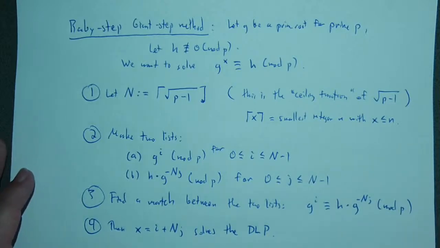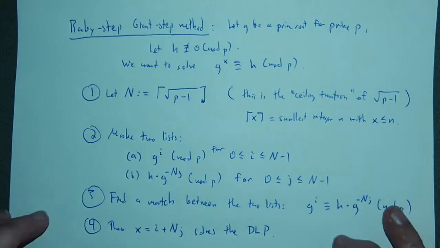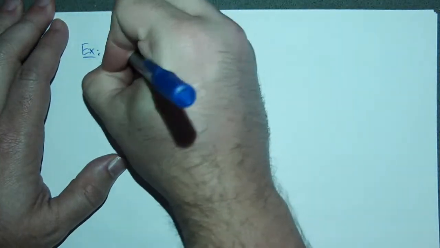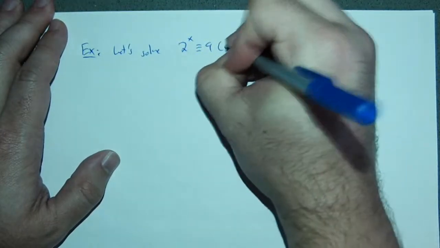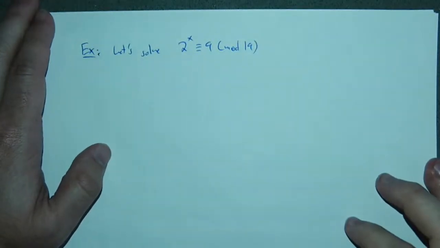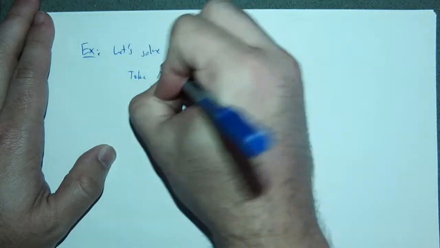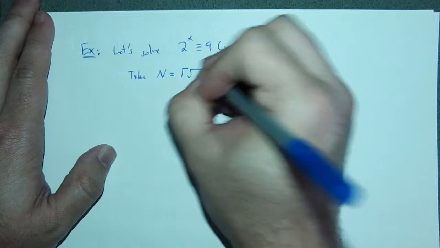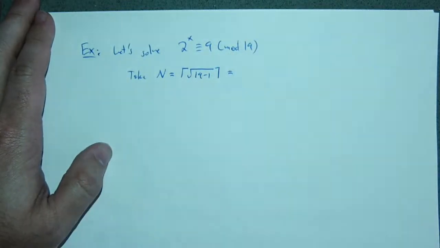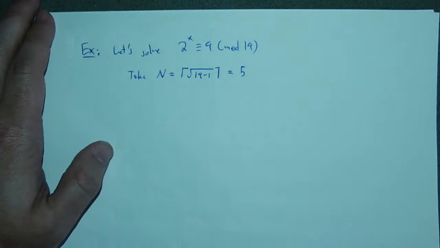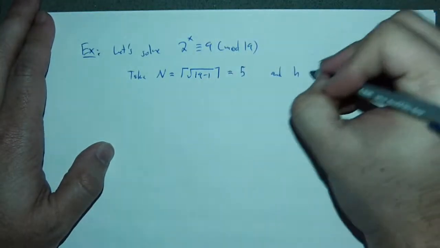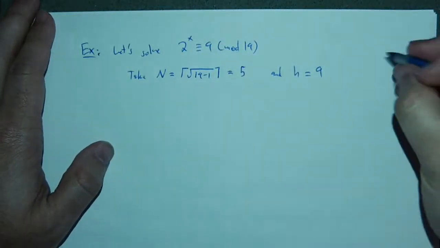Okay. So let's actually do this and see what is going on here. Here's an example. So let's solve 2 to the x is congruent to 9 mod 19. Take big N to be the ceiling of the square root of 19 minus 1, which is the square root of 18, so the next integer above it is 5. And h is 9, and g, of course, is 2.